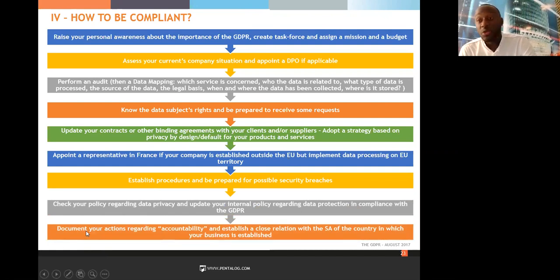And document your action regarding accountability and establish a close relation to your supervisory authority of the country in which your business is established. Make a phone call, send them an email if you need to know more. So this is what I should tell you about GDPR today.